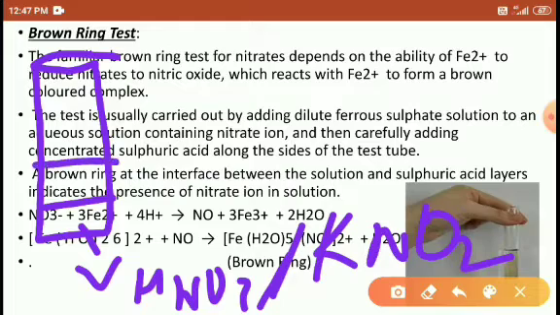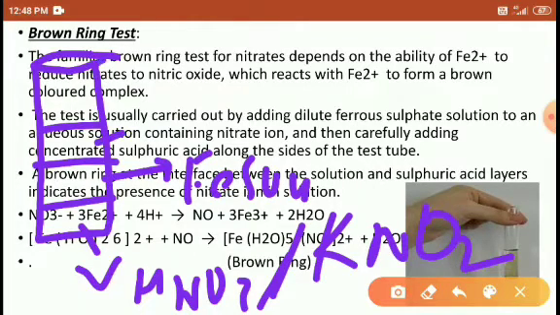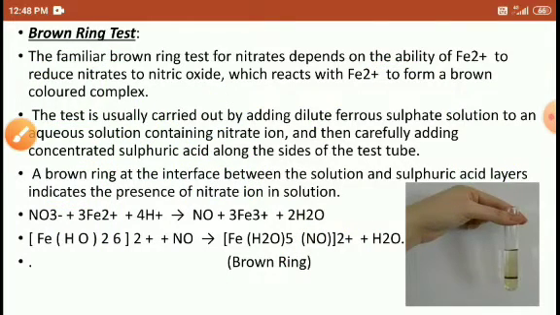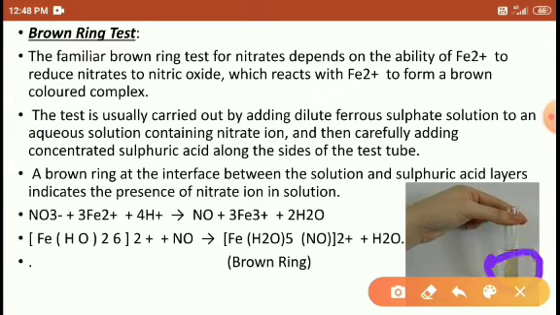So we add freshly prepared ferrous sulfate, FeSO4 salt, and then through the side of the tube we add concentrated H2SO4. When we add all this, it forms the brown ring here. Students, this is the brown ring, in between the layers. That is what we call the brown ring. Right, students, this is the brown ring here.